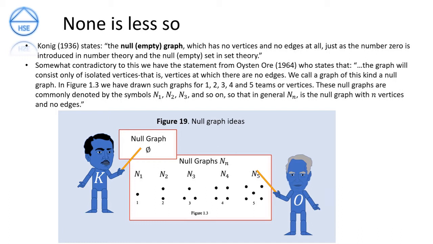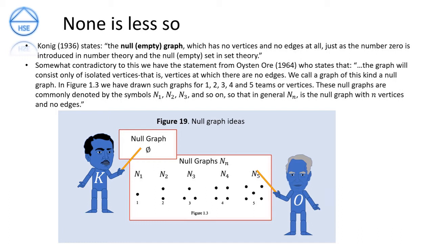These null graphs are commonly denoted by the symbols N1, N2, N3, and so on, so that in general Nn is the null graph with n vertices and no edges. I think that this approach has some value, given that complete graphs are labelled Ki, where i is the number of vertices, and we can easily calculate the number of edges from the number of vertices. This was covered with the 8-bird flock in part 1.1.